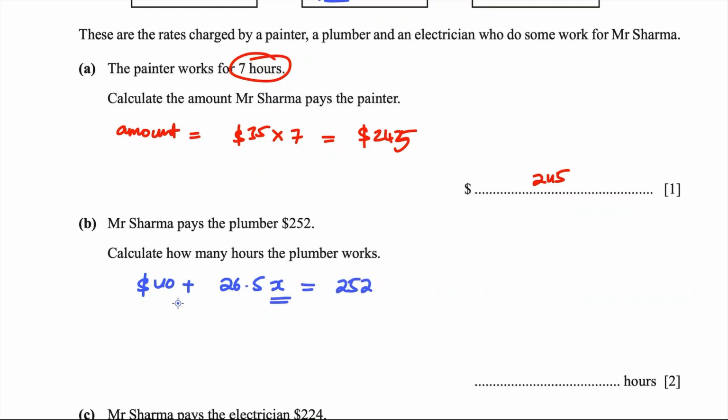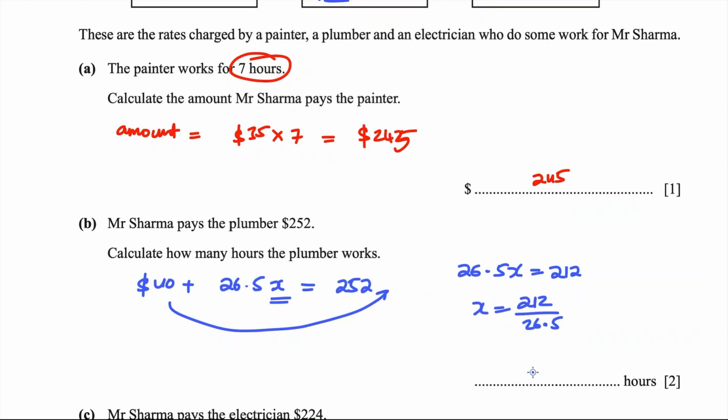From here, I take 40 across, it will be 252 minus 40. So 26.5x is equal to 212. X would be equal to 212 by 26.5, and if you calculate the value, it comes out to be 8. So that means the plumber has worked for 8 hours. Okay, so this completes this part. Now let us go to the C part.